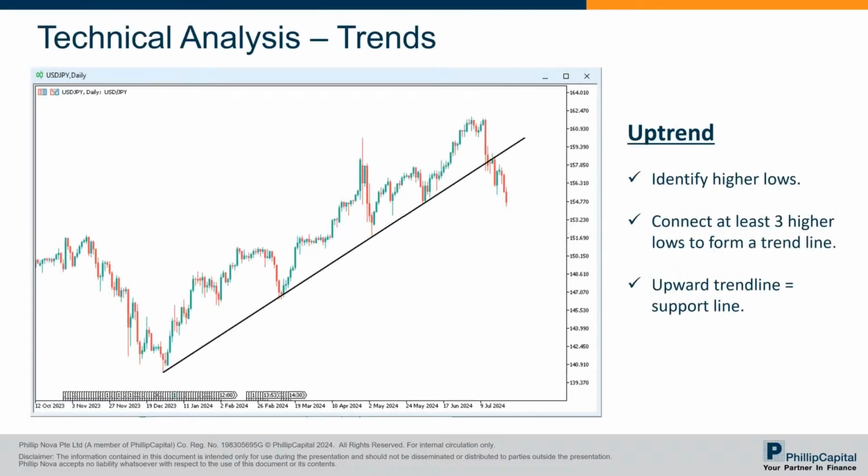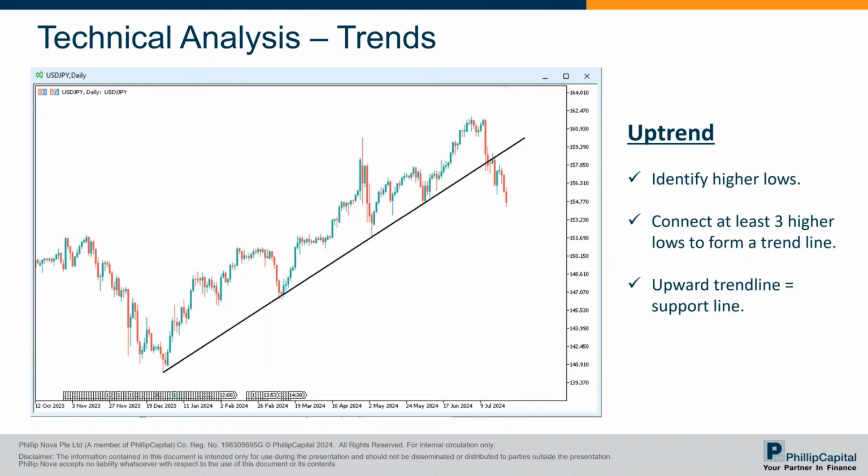To identify the trend, for the next few slides, I'm going to go through a few simple ways for us to identify a trend. So we start with just a few methods. The first one is, of course, to draw lines. There are a few types of trend. The first trend is, of course, an uptrend.